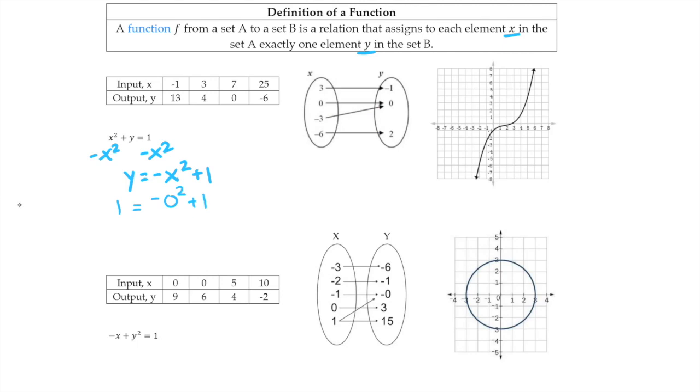If I sub in some other x value, maybe I plug in like a 5 or something, negative 5 squared plus 1. So like -25 plus 1 is -24. But this x value that I subbed in, I got a single y value to go with it. And that'll happen with every x value that I sub in for x. So this is also a function.